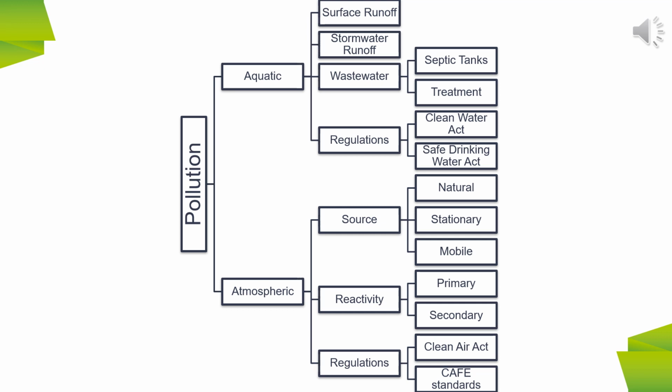Let's do a quick overview of the components of pollution that we're going to discuss. We are breaking pollution down into two separate categories: aquatic and atmospheric. When we talk about aquatic pollution, we're typically talking about either surface runoff, stormwater runoff, or wastewater. Wastewater is looked at in terms of whether it's coming from a municipal wastewater system, such as sewers, or if it's coming from an individual home in terms of septic tanks.